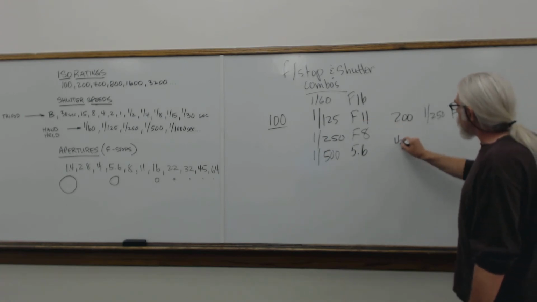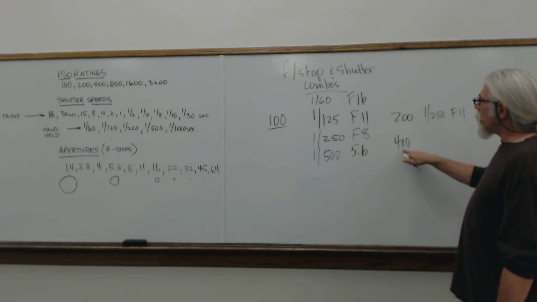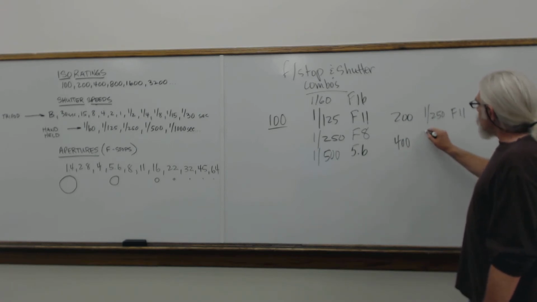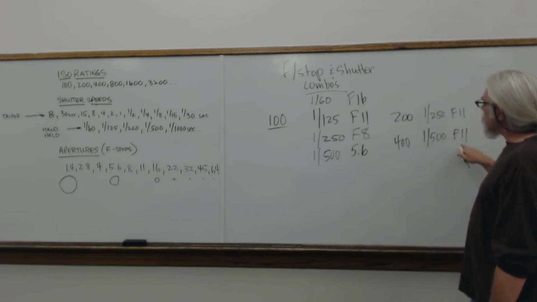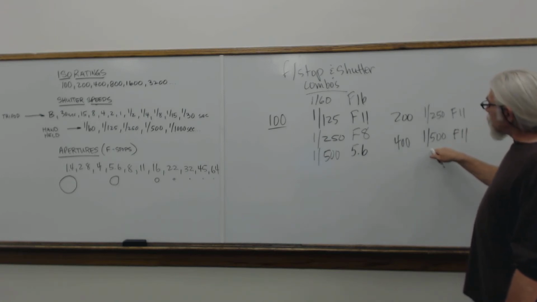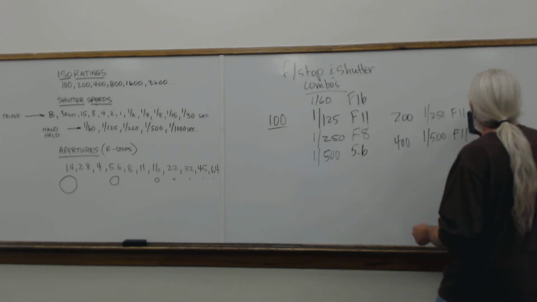We can move that up to 400 ISO. If we change our ISO rating to 400, then we can move this up to 1/500th of a second at f11. We can still have great depth of field as well as a very fast shutter speed.